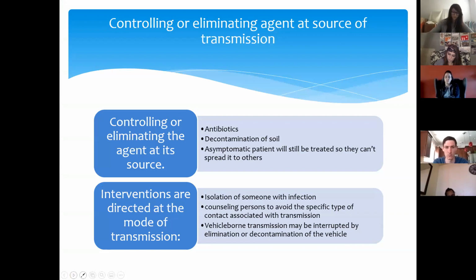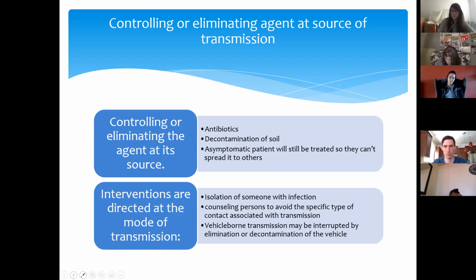So we want to try and control or eliminate the source of transmission as much as we can. If we have a bacterial infection, antibiotics are going to help control and eliminate the transmission of that bacteria from one to another. Decontamination of soil. And then asymptomatic patients can still be treated so that they can't spread it to others. So if they get a test and it comes back positive, they will still be treated even though they do not have symptoms.